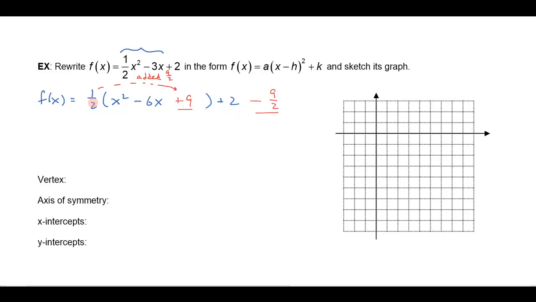So again, just double check. I've got my half x squared right there. I got a negative 3x right there. I got half of 9 and then subtract half of 9. So that cancels, and here's your 2. So this function is going to be 1/2 x minus 3 squared. This is a perfect x minus 3 squared. And then I've got 2. That's going to be 4 halves. Let's go ahead and multiply this by 2 over 2. So 4 halves minus 9 halves would be a negative 5 halves.